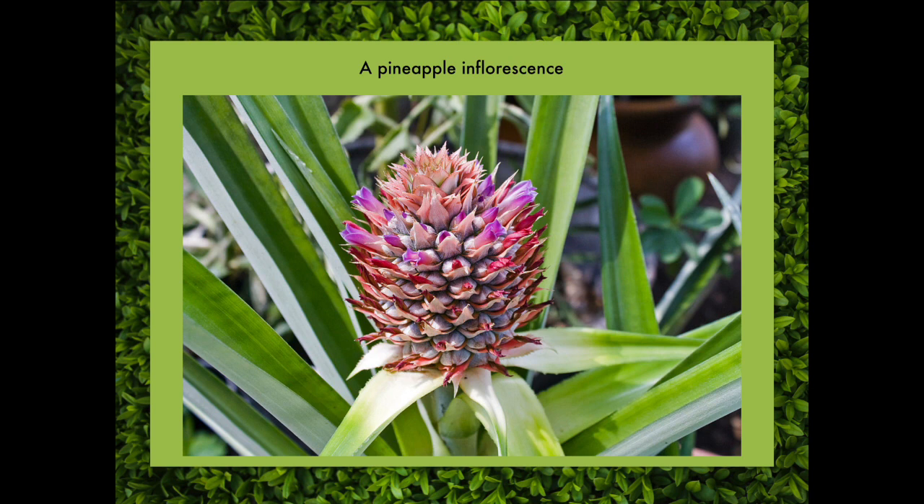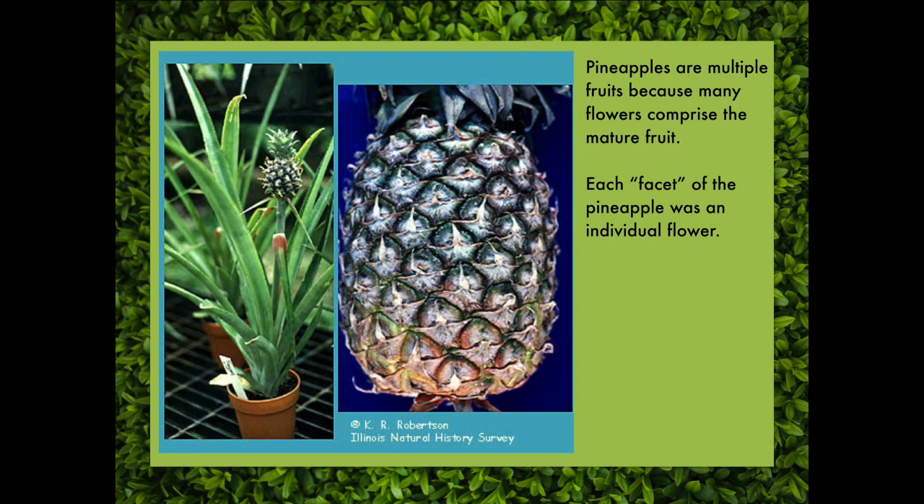Pineapples are also a very familiar example of a multiple fruit. So here's a pineapple inflorescence. As a pineapple is growing, you can see that what we've got here are multiple corollas, multiple calyxes that are each producing their own flower. And then when it goes to maturity, what you have is a pineapple. So each of those facets of the pineapple was, when it was in flower, an individual flower. All of those flowers are working together to form one great big fruit, or infructescence, that is what we eat.